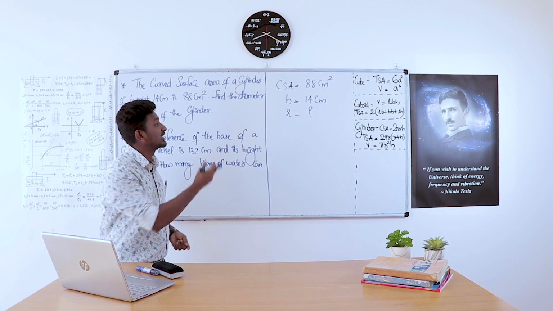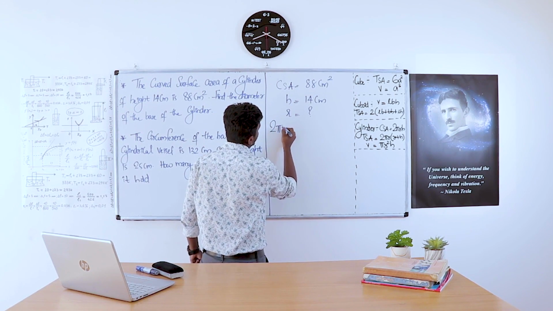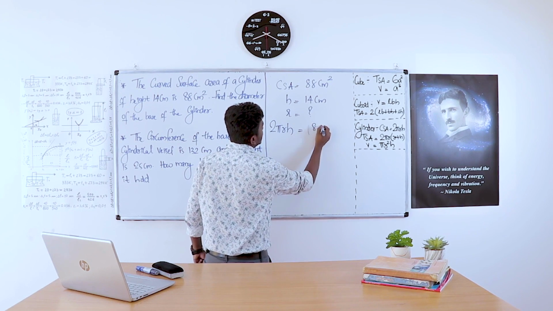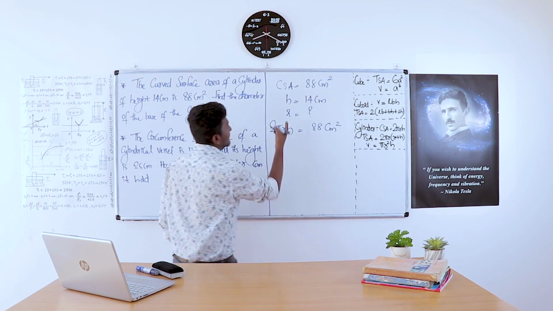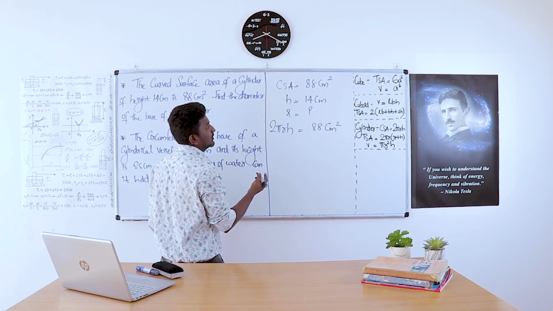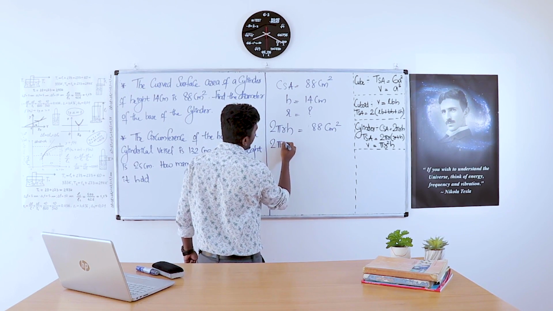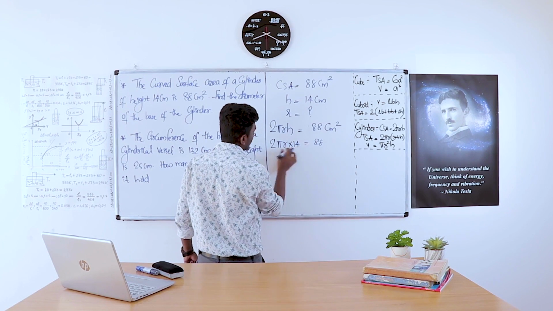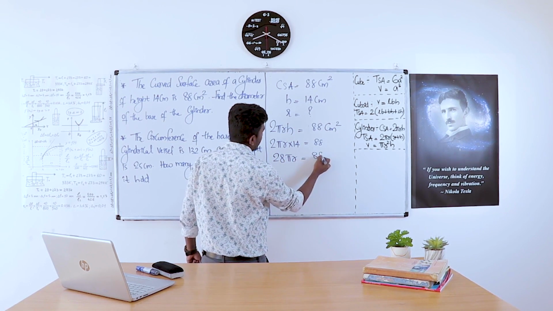So what is the equation for curved surface area of a cylinder? Curved surface area of a cylinder is 2 pi r h, which is given as 88 centimeter square. And height is given as 14 centimeters. So substitute height into this equation, then it becomes 2 pi r into 14 is equal to 88. What is 14 into 2? It is 28. 28 pi r is equal to 88.